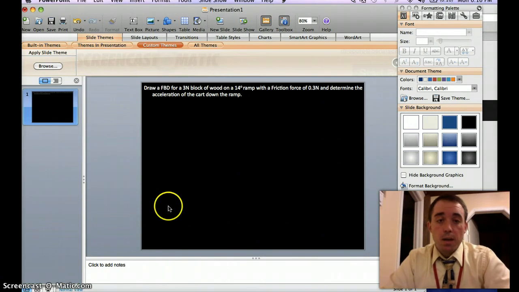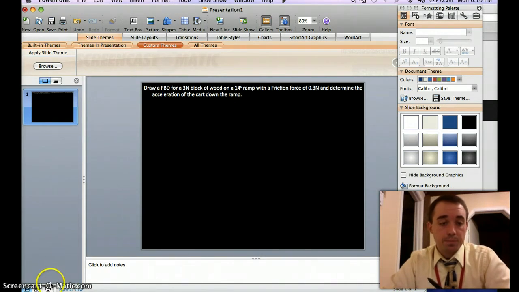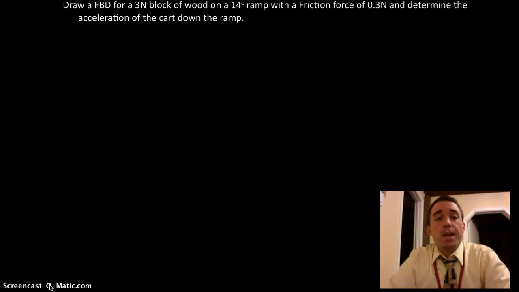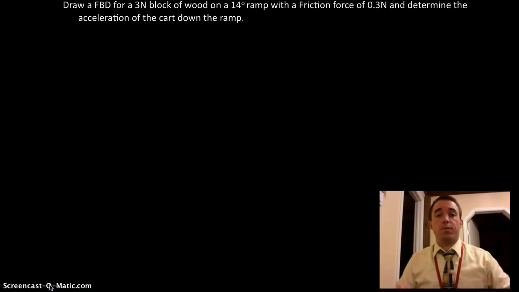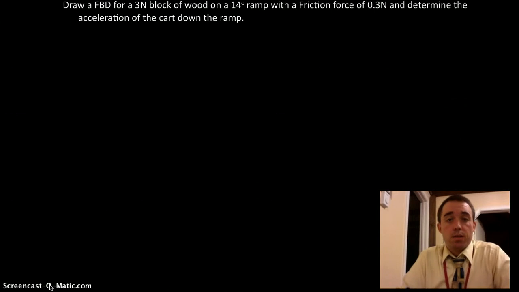All right, last one. We have to find the free body diagram for a 3 Newton block of wood that's on a 14-degree ramp. So this is a ramp problem that has a force of friction of 0.3 newtons, and on top of that we have to determine the acceleration of the car as it travels down the ramp.